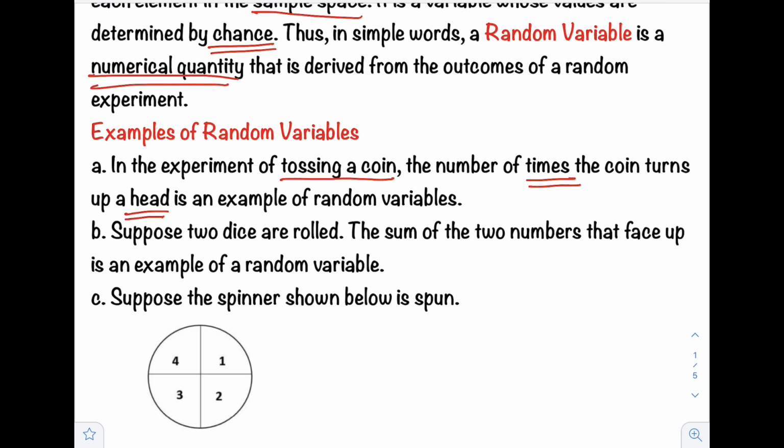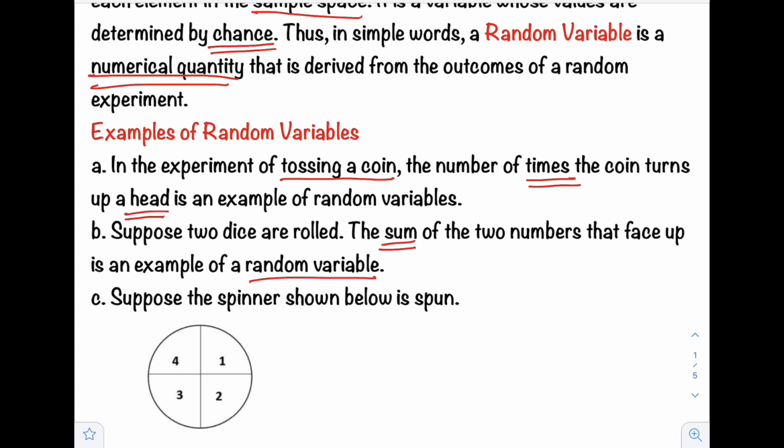Okay? Then, for letter B, suppose two dice are rolled. The sum of the two numbers that face up is an example of a random variable. So, ang ating random variable dito is yung sum ng two numbers na binigay ng ating dice. Then, pwede rin naman na ang gamitin natin is yung difference ng dalawang number na yon. So, marami tayong pwedeng maging example ng random variable sa isang event natin or sa isang experiment.